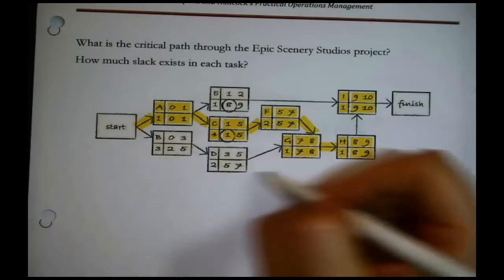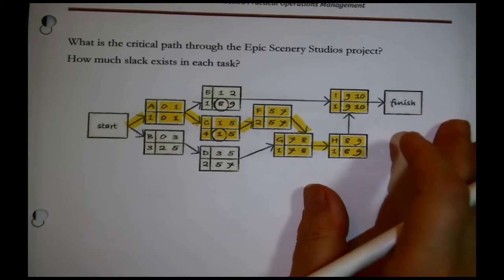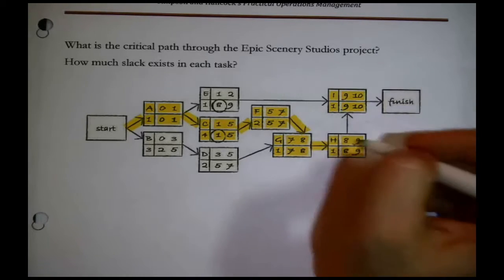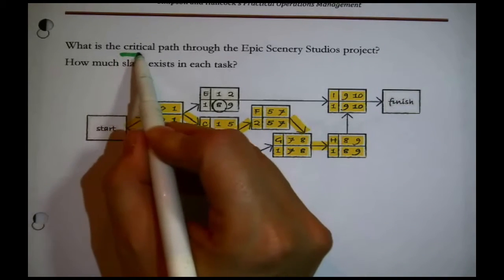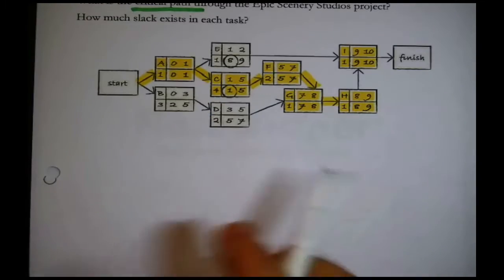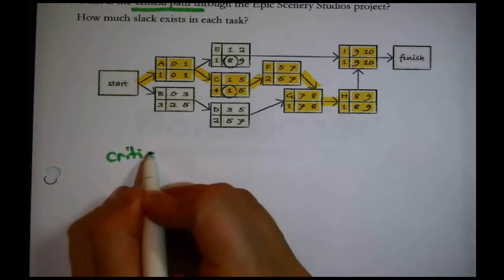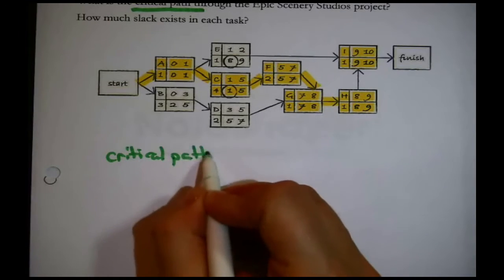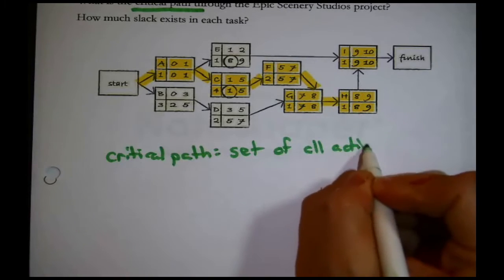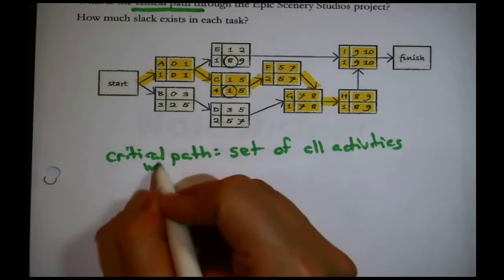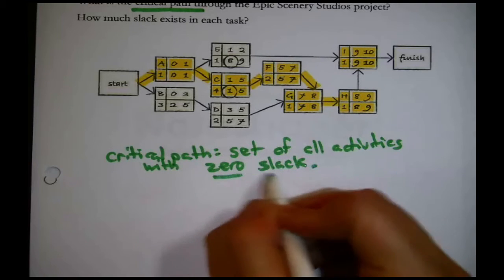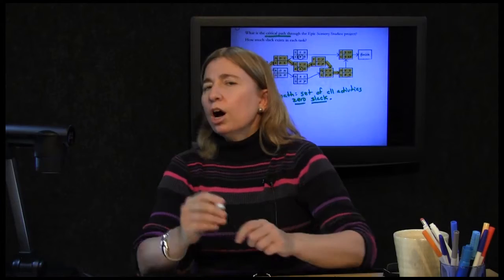Okay, what is this? This is a project that we've been analyzing earlier that belongs to Epic Scenic Studios. We already know that this particular project will take 10 days. That is not what's being asked here. It's being asked, what's the so-called critical path? Now wait, critical path. What is the critical path? Critical path, set of all activities with 0 slack. That is the formal definition of the critical path.